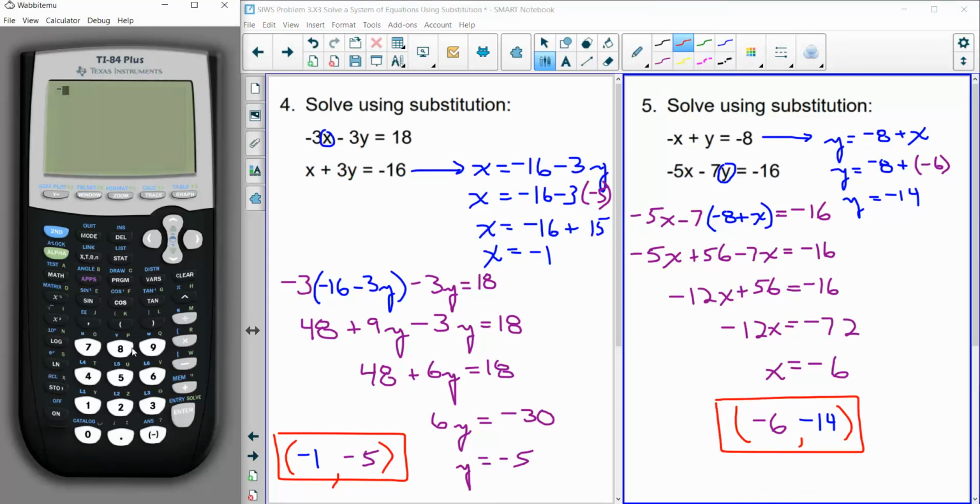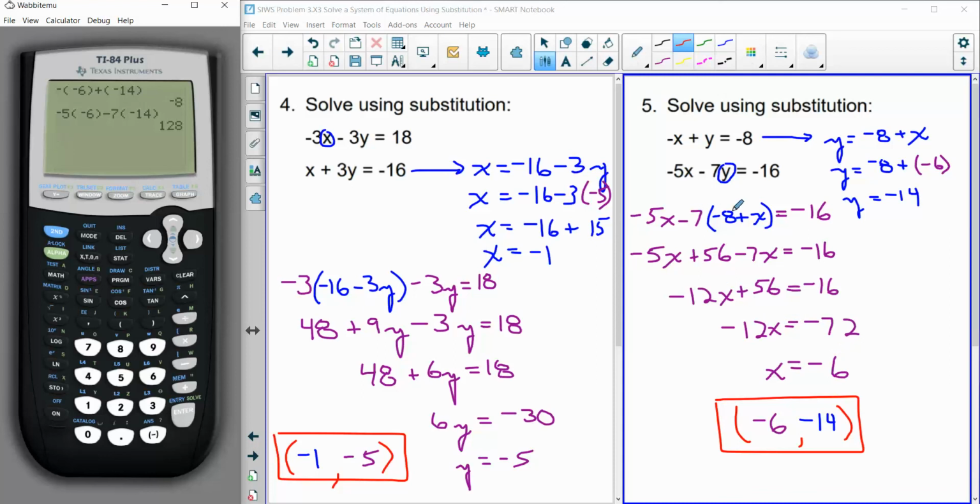So negative x plus y should equal negative 8. And negative 5x minus 7 times y should equal negative 16. Uh-oh. I did something wrong, didn't I? Let's find out. Let's see, I added x to both sides, plugged in, negative 5 times x, negative 7 times y equals negative 16.